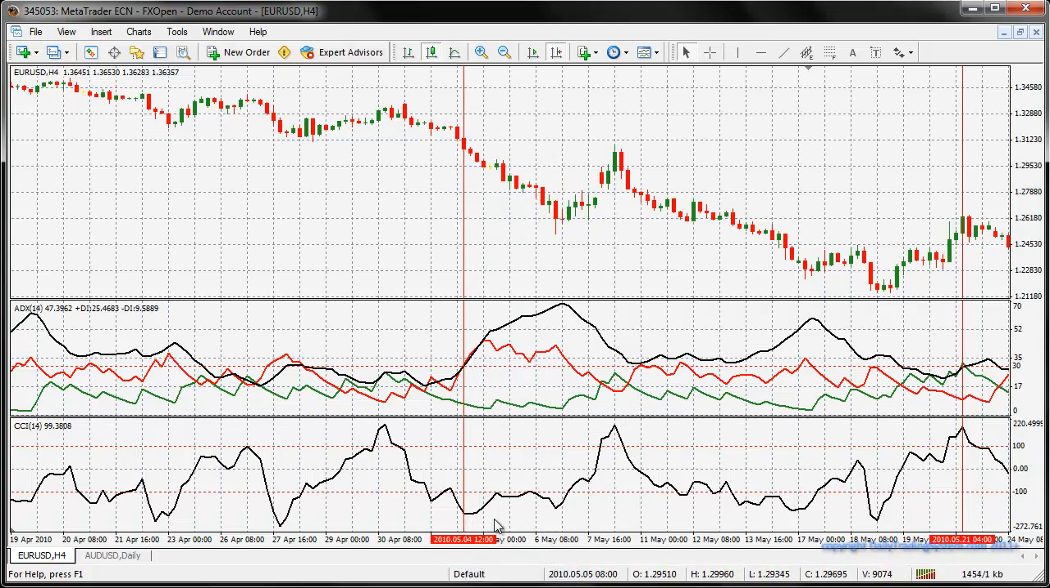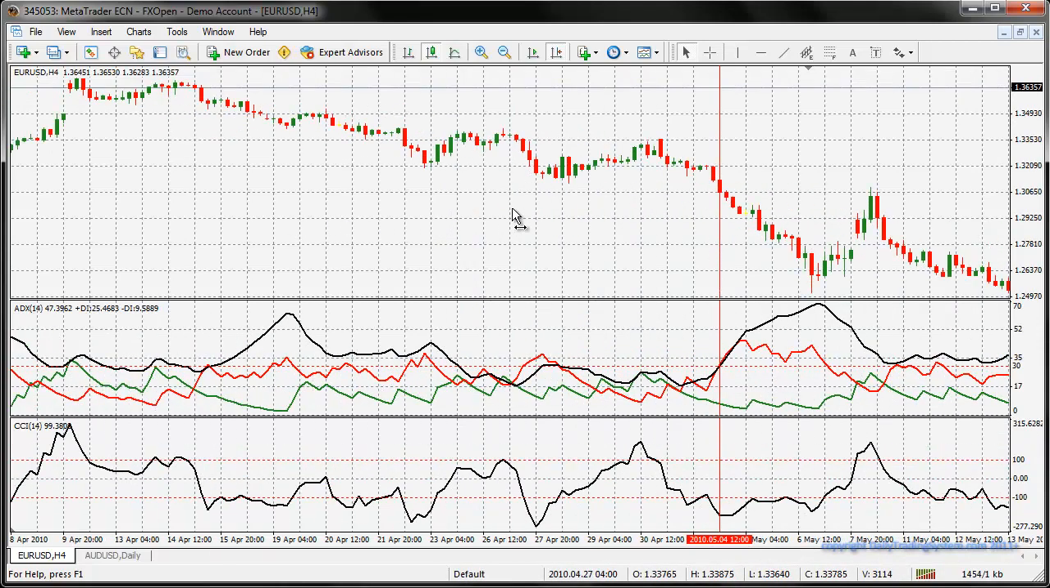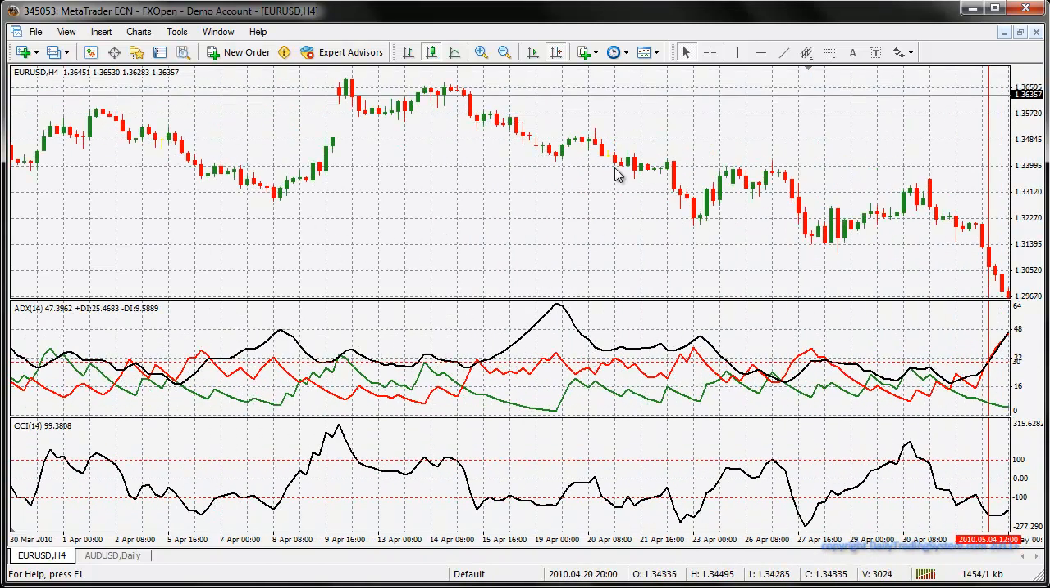Here's another one over here, and this one, look, see, that one just slots right into place. There was no messing around with that vertical line, and that turned out to be a nice trade with the CCI below minus 100, so that's pretty cool.